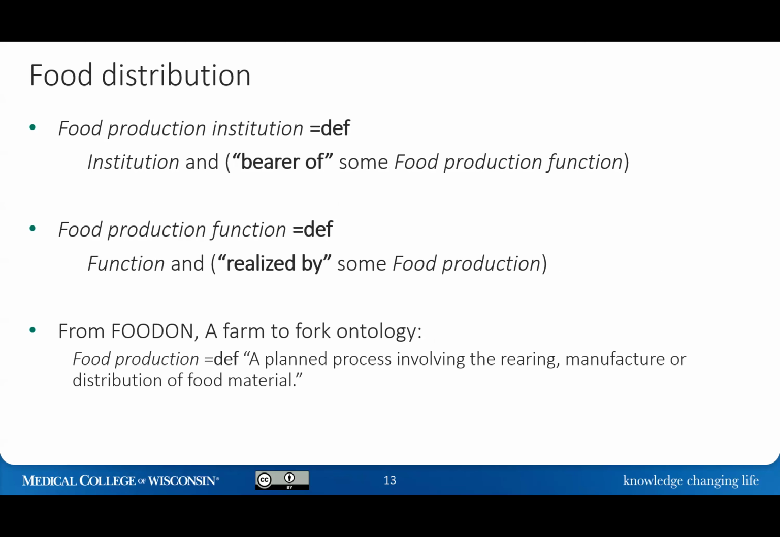But if you say food distribution, we have a food production institution, which is an institution and bearer of some food production function. And a food production function is a function and realized by some food production. And then helpfully, FoodOn, a farm to fork ontology, has defined food production already, so I can reuse that: a planned process involving the rearing, manufacture, or distribution of food material.